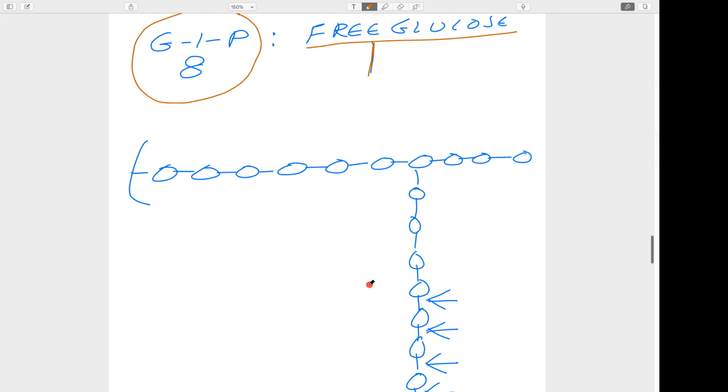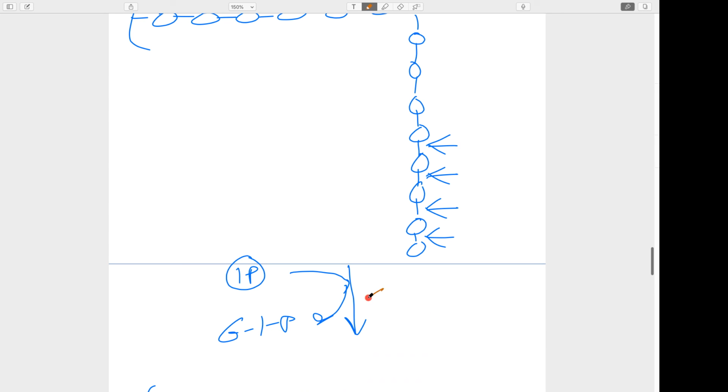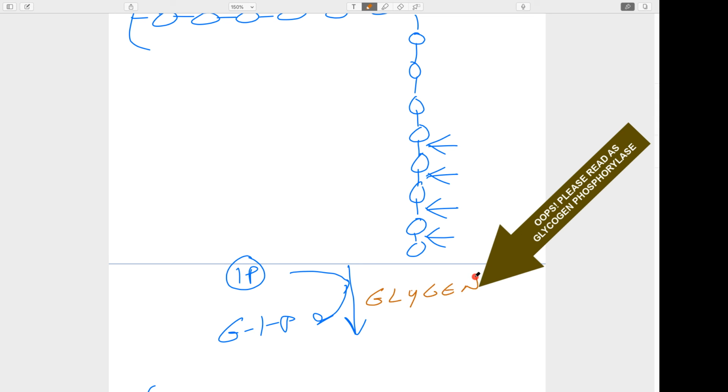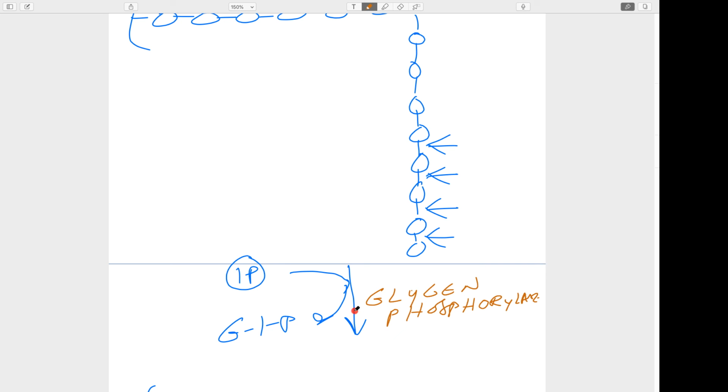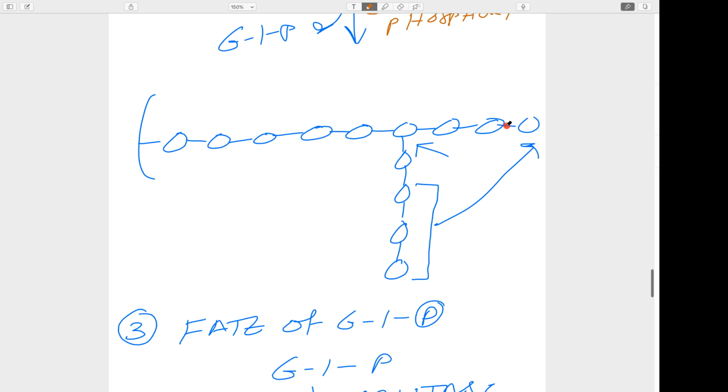Once the branch point is released, again by the action of glycogen phosphorylase, glucose residues are released as glucose 1-phosphate. At every branch point the process is repeated: the transfer takes place, and again the 1,6 linkage is exposed.